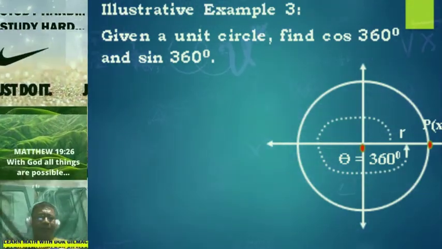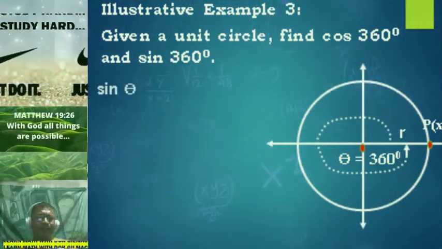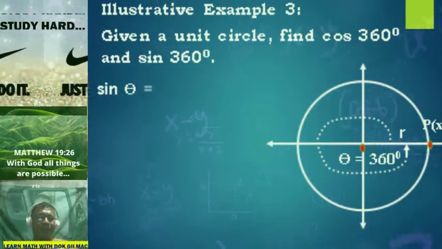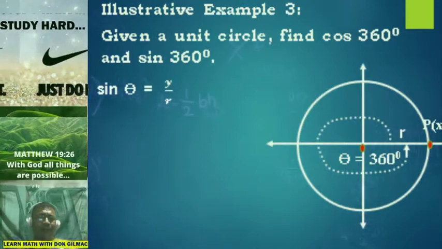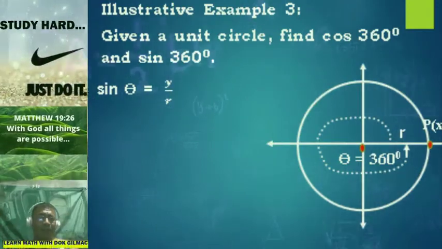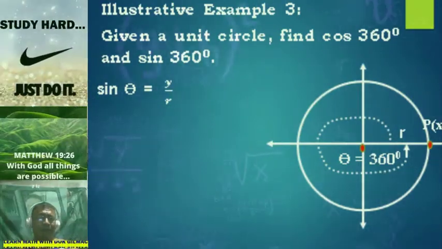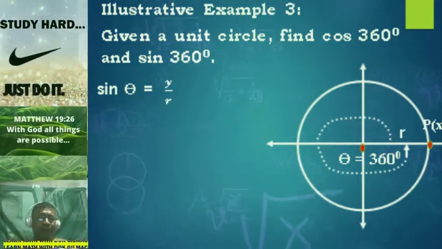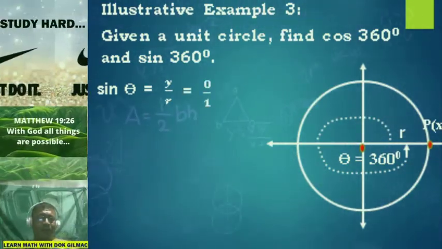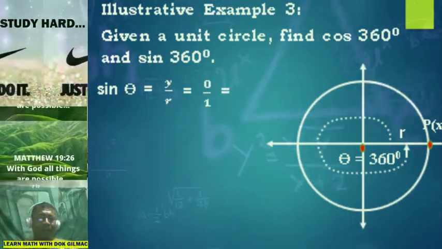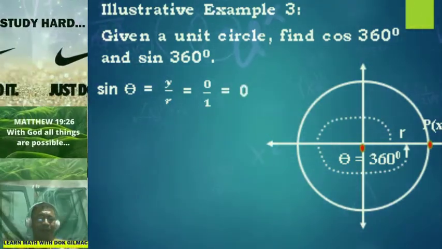So using the given definition, class, for sine theta, which is equal to y over r, notice that y is simply 0 and the radius is equal to 1. Substituting the given values, we have 0 over 1. So sine theta is just equal to 0.